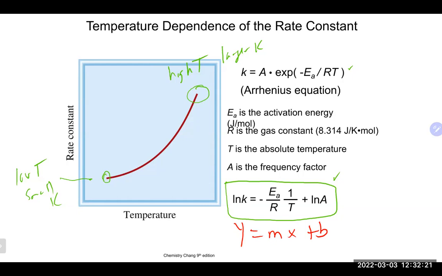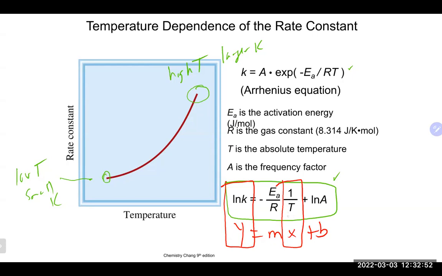And on the y, I should graph the natural log of k. On the x, I should graph 1 over the temperature in Kelvin. And that would yield me a straight line where the slope is equal to negative the activation energy over R. So graphically, this is a very convenient way that we could determine the activation energy for a reaction if you have the rate constants at different temperatures.